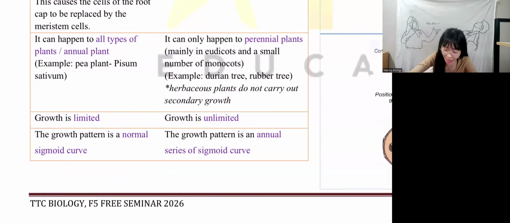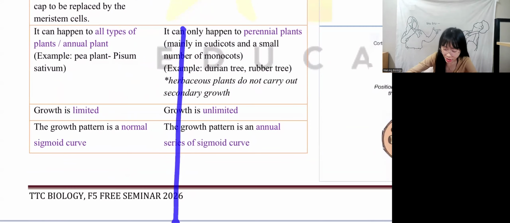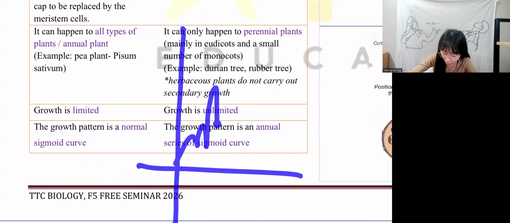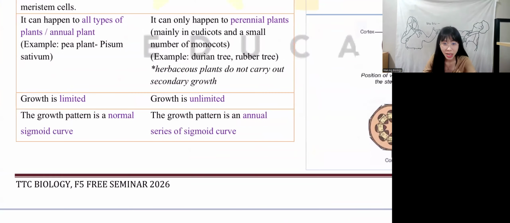Okay, next, what is the annual series of sigmoid curve? It means it will be like that. There are many of them. It's called the annual series of sigmoid curve.